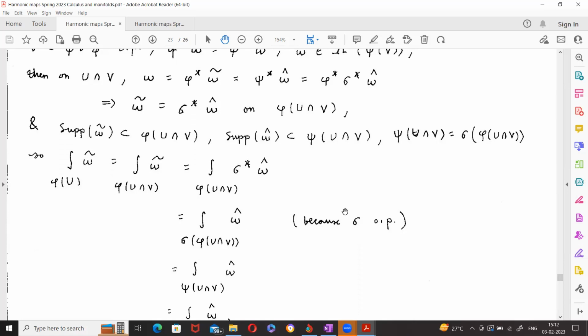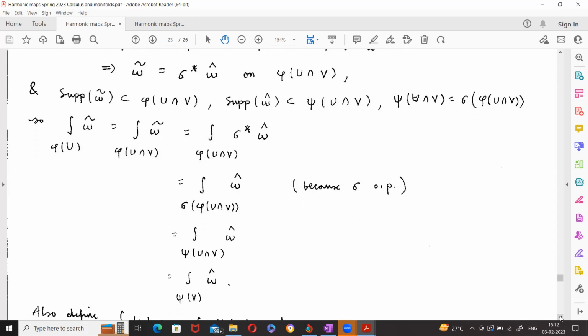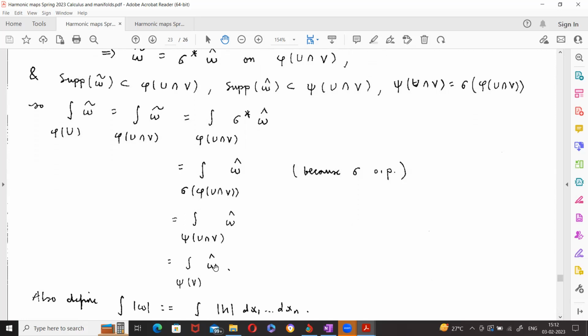So sigma is orientation preserving because phi and psi are both orientation preserving charts. As we just saw before, the change of charts is orientation preserving. That will imply that these two integrals are the same. And then this integral over sigma composed phi of u intersect v is the integral over psi of u intersect v. And that is the same as the integral over psi of v of omega hat. So these two integrals are the same. So this integral of a compactly supported form with support contained inside a chart is well defined.